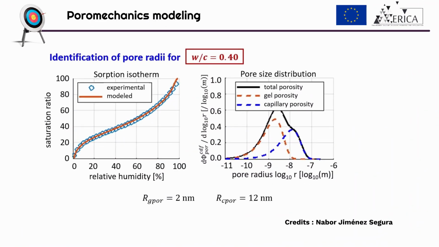Now let us talk about the results from poromechanics modeling. Based on the Kelvin-Cohan equation, the pore size distribution of the sample can be calculated from the sorption isotherm. For instance, in the diagram shown here, in a mature cement paste with initial water to cement ratio of 0.4, the gel porosity is found to be around 2 nanometers and capillary porosity has been found to be around 12 nanometers.